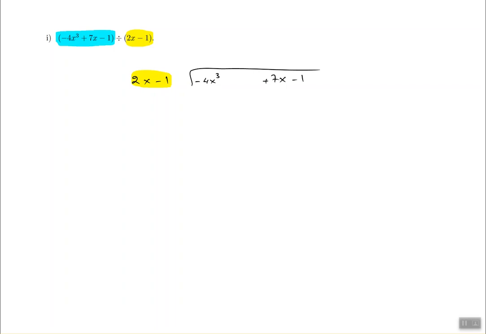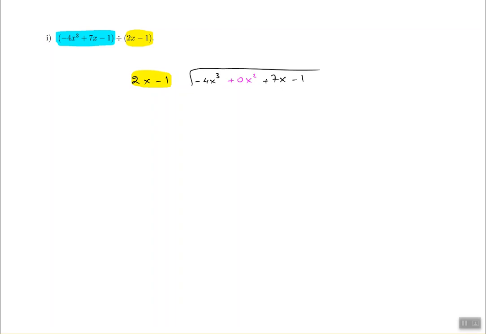And notice I left a massive gap between the 4x cubed and the 7x. That's because I would like to put a 0x squared in there. Why am I putting the 0x squared? Well, it's because I don't really know if later on the problem is going to require some x squareds, and I don't want to accidentally stick them under the 7x and add them mistakenly there. So that's why I'm putting the 0x squared in the mix.